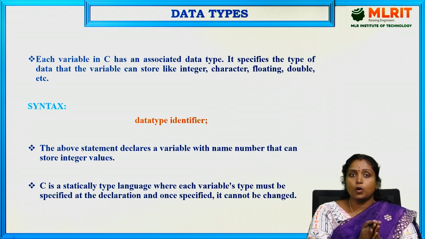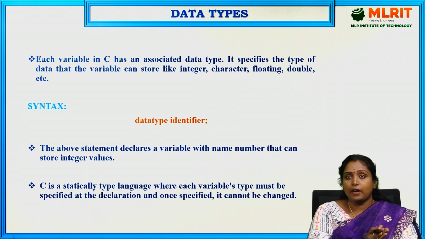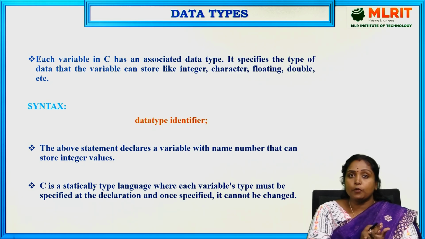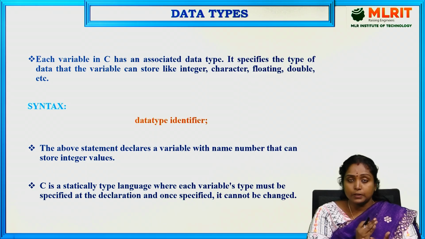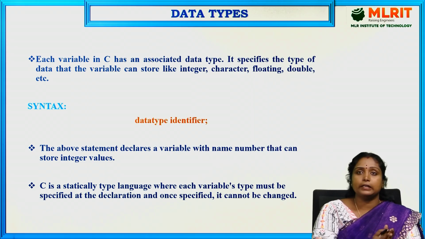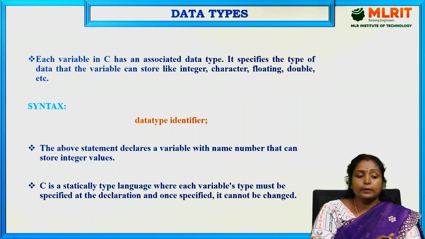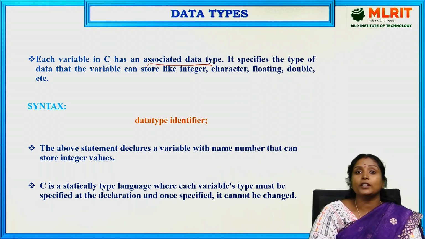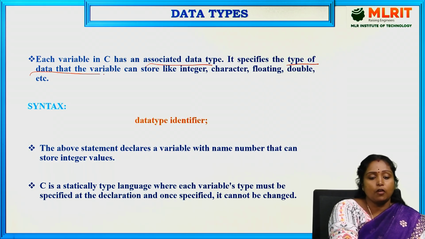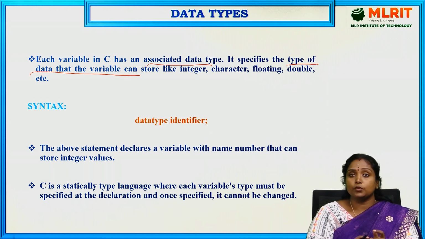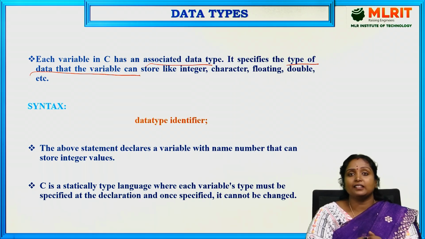Every variable we have discussed, and what an identifier is and the rules to create an identifier. Similarly, what type of data you are going to save in that particular identifier will be specified by the data type. So a variable in C has an associated data type. It specifies what type of data that variable can store. Does it store a character value? Does it store a floating point value? Or does it store an integer? This is what we are going to see in this session.